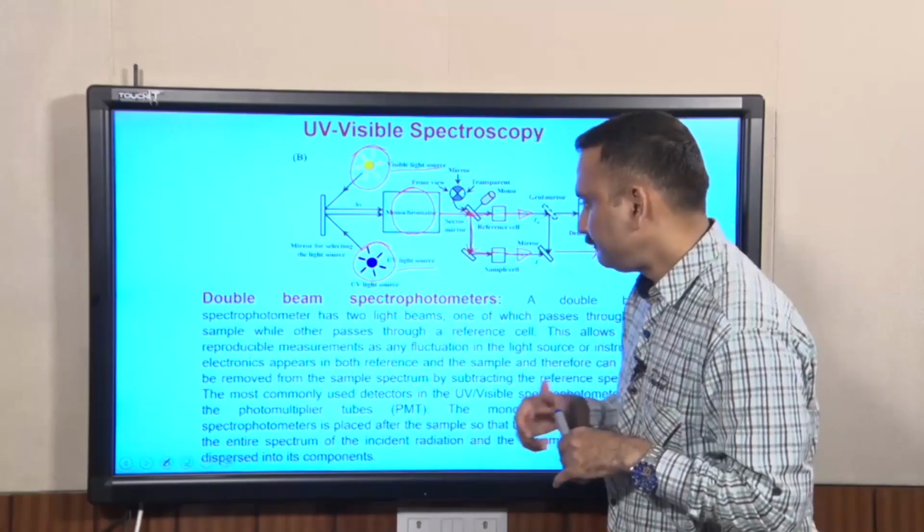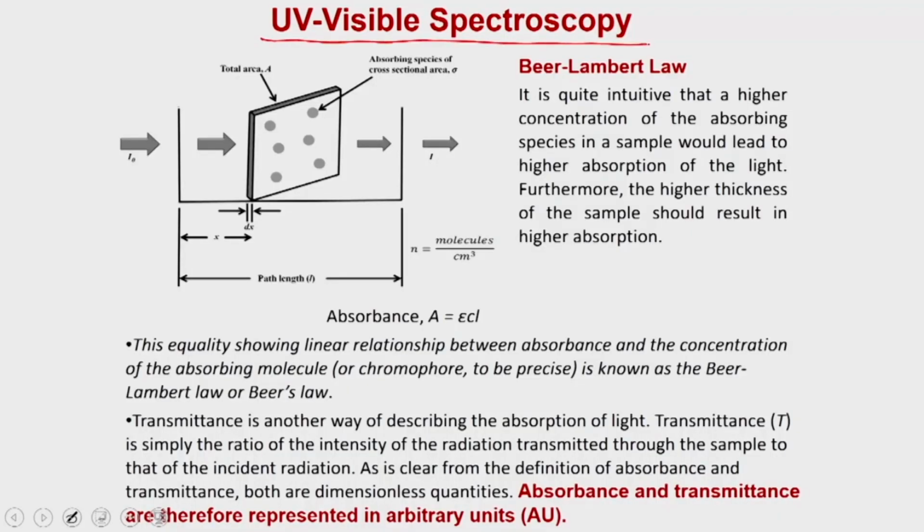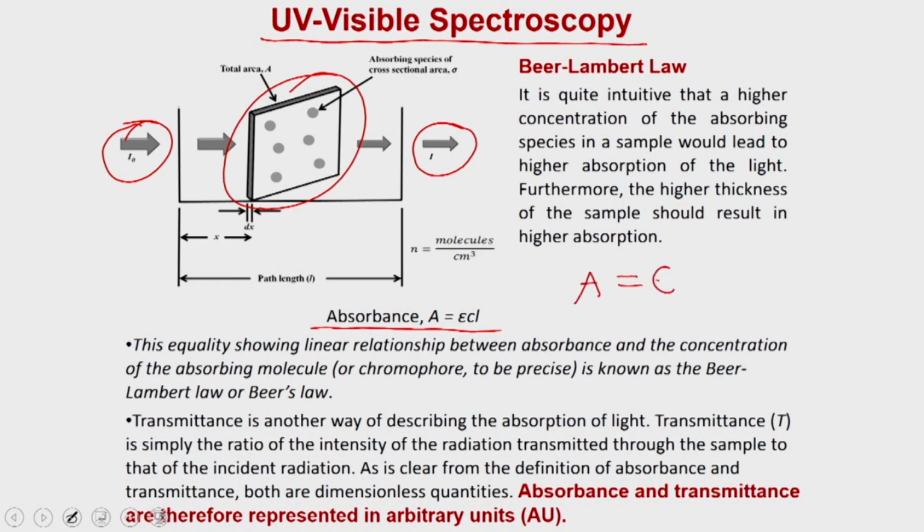So, you can imagine that you have exposed a sample to light I0, and after the light has passed through that sample, you got the intensity which comes out as I. If you try to calculate the absorbance, the absorbance is directly proportional to epsilon C L, where epsilon is the molar absorption coefficient, C is the concentration of the molecule in this particular cuvette, and L is the path length of that cuvette.